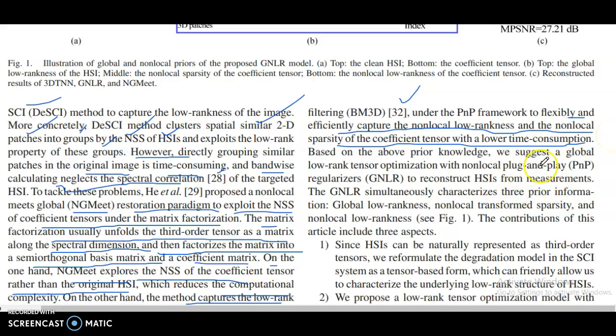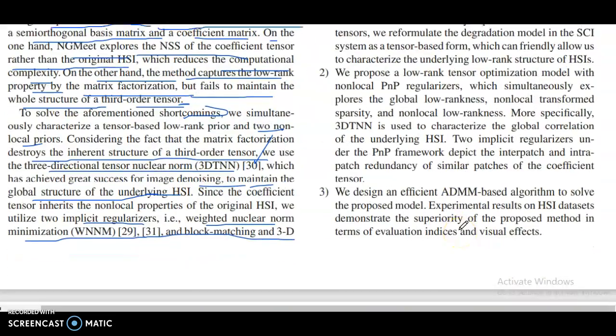Based on the above prior knowledge, we suggest a global low-rank tensor optimization with non-local plug-and-play regularizers. G for global, N for non-local, LR for low-rank regularizers, to reconstruct the HSI from measurements. The GNLR simultaneously characterizes three prior information: global rankness, non-local transform sparsity, and non-local rankness. See figure 1. The contributions of this article include three aspects. What are the three aspects?